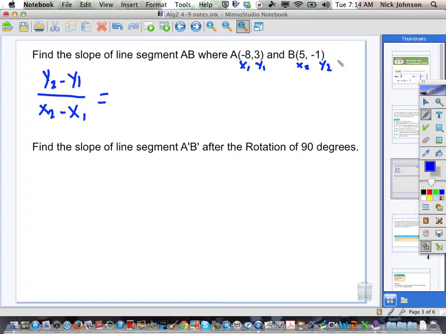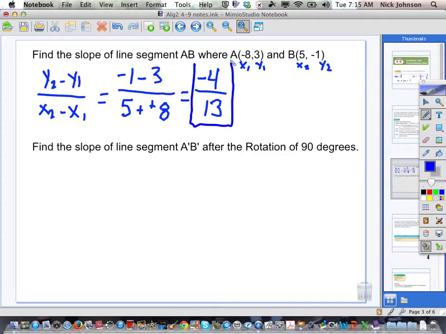Okay, so y2 is negative 1, minus y1, which is 3. Make sure you watch your signs. x2 is 5, minus x1, which is negative 8. So negative 1 minus 3 is negative 4, and 5 minus a negative 8, minus a minus is plus, so I get 13. Now you can leave that as a fraction. It's not a big deal.